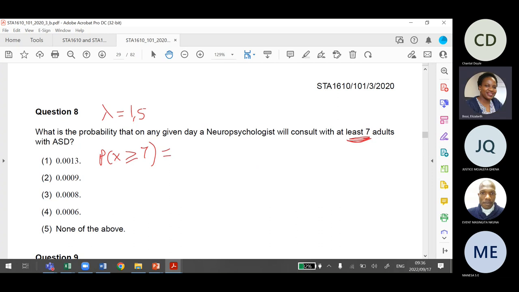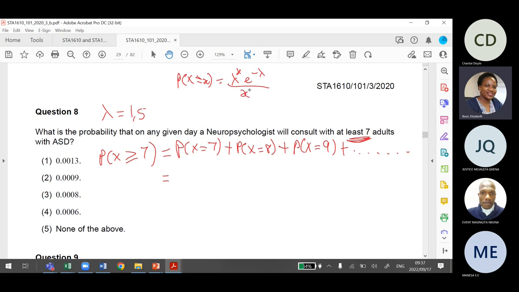Because they don't tell you your n value, you won't know whether you need to find the probability that x is equal to 7, plus the probability x is equal to 8 plus the probability x is equal to 9, because you would have gone on and on and on if you didn't know how to calculate. So then you will need to use the formula if you want to use the formula. The probability that x is equal to a value, we know that it is given by lambda to the power x, e to the power minus lambda, divided by x factorial. Do you have any question, Justice?